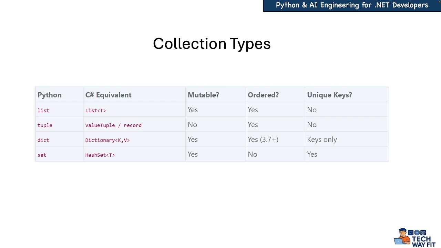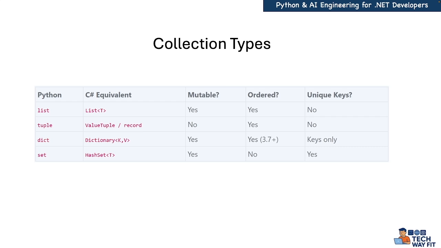The second type of collection is the tuple. In C# we have something called a value tuple, or a newer type called record. Here the data is immutable, which means once a tuple is created, we cannot add a new item to it or remove an item from it. The data is again ordered, and there can be duplicate data.